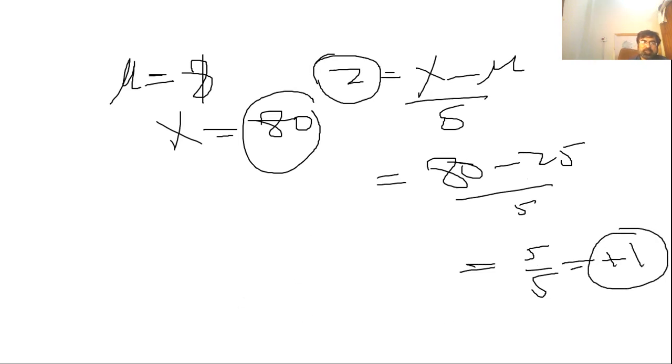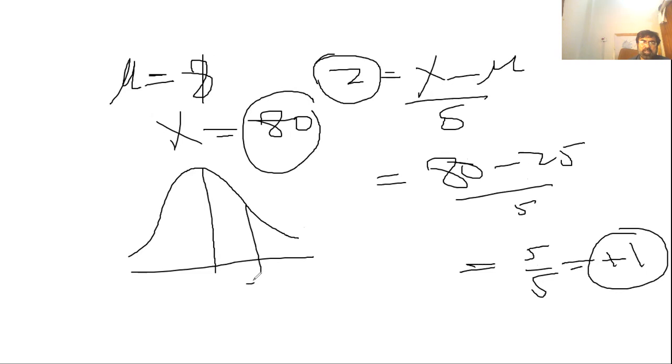Now the person who has got 80 marks, his z-score is plus 1. So find the percentage of those students who have got 80 and below marks. For this, we have to look this z value in the table, the area for this z value. So let's do it.